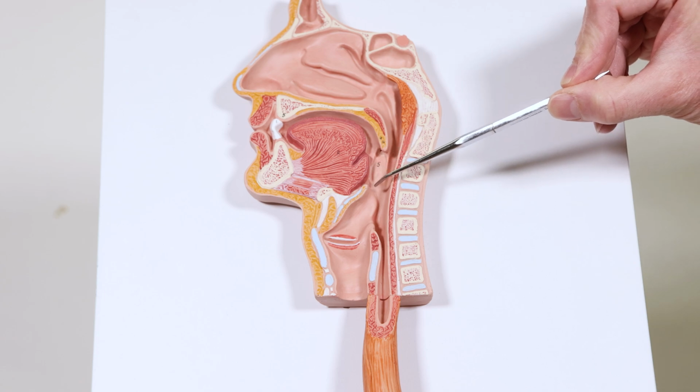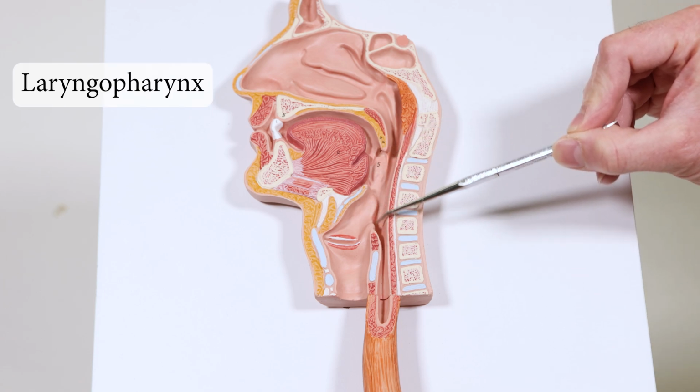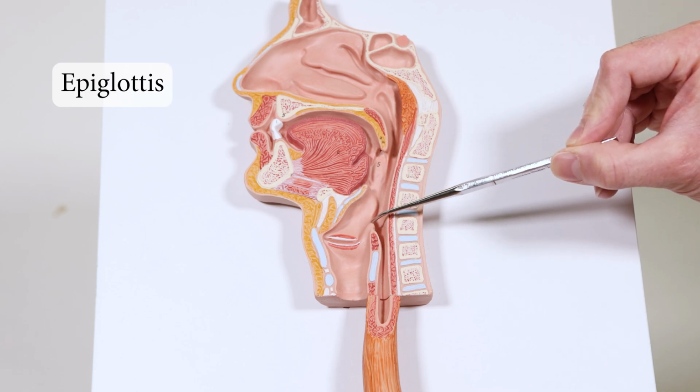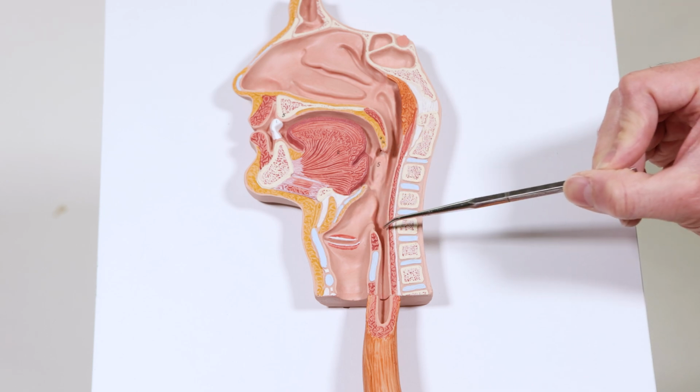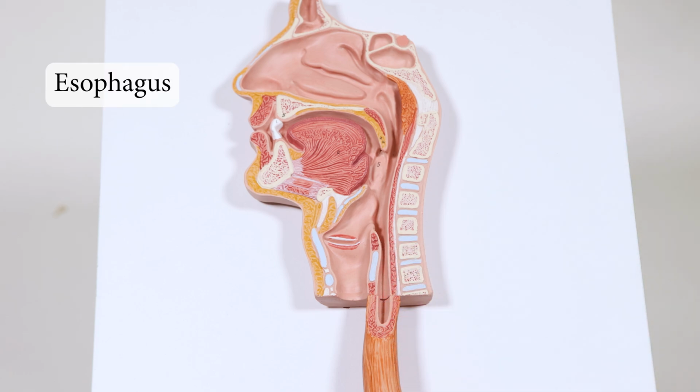We have the space here, which is the oropharynx. Then we have the laryngopharynx down here. The epiglottis is this flap right here that closes down when you're swallowing food or liquid, and move down into the esophagus. So let's reset the camera and I'll be right back.